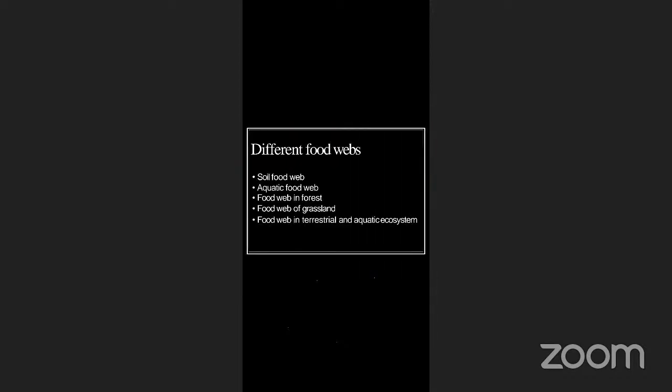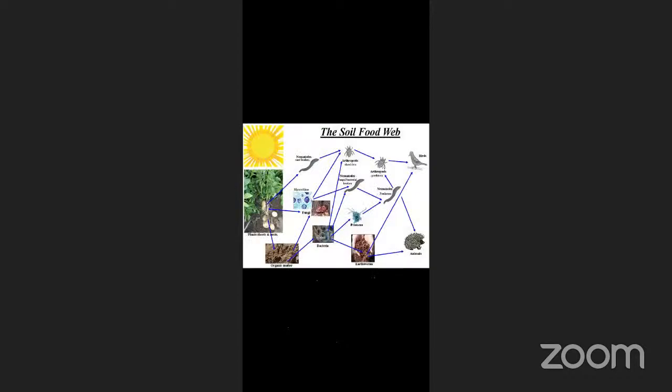So now we'll discuss different food webs. We have the soil food web and the aquatic food web, in forest, grassland, terrestrial and aquatic ecosystems. First is the soil food web. In plant shoots and roots, first of all, the plant has taken up the energy from sunlight, and it will fix this energy in the shoot and root.